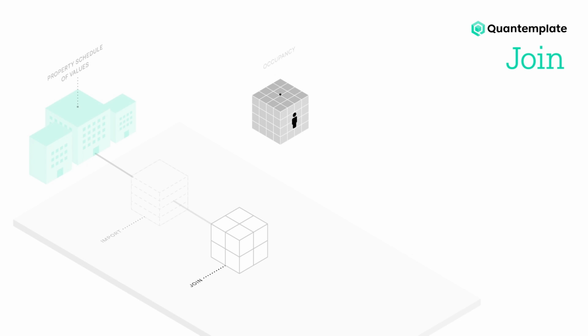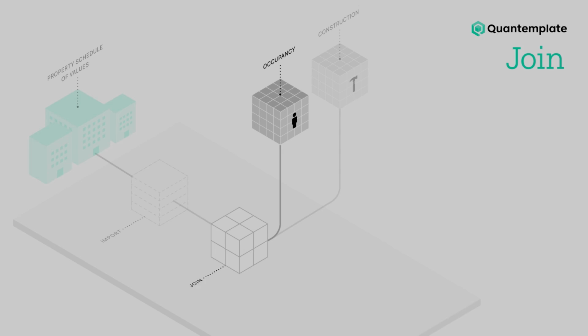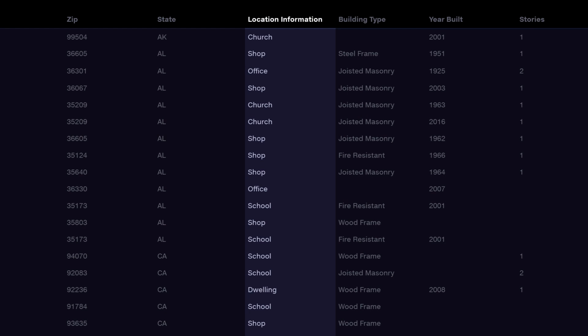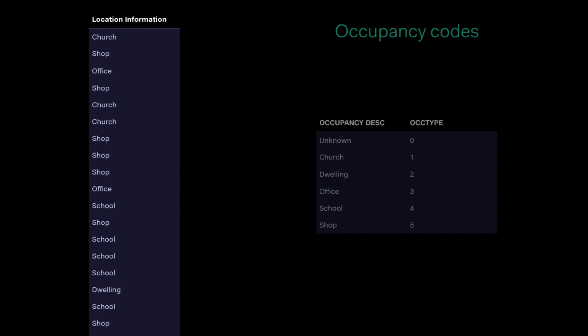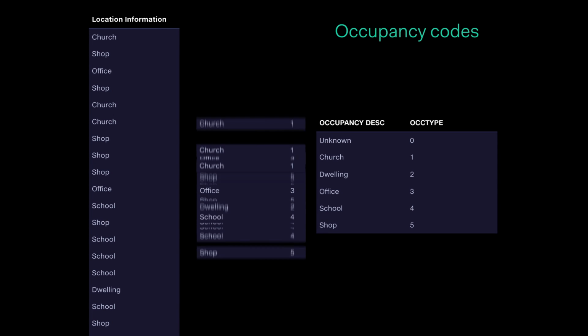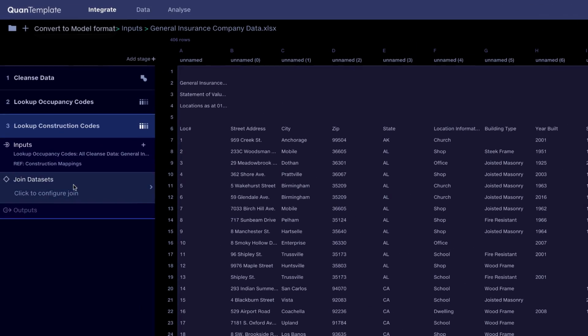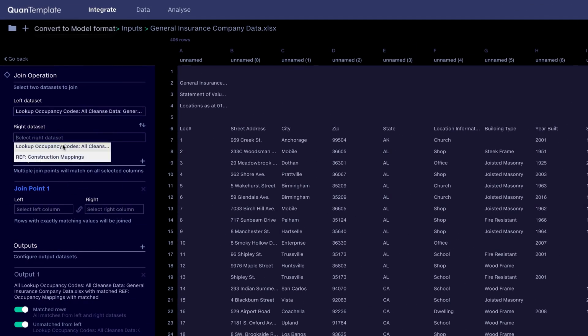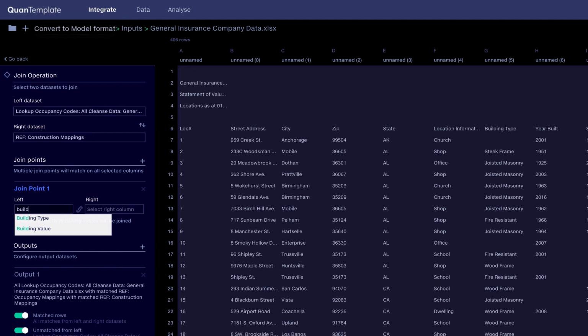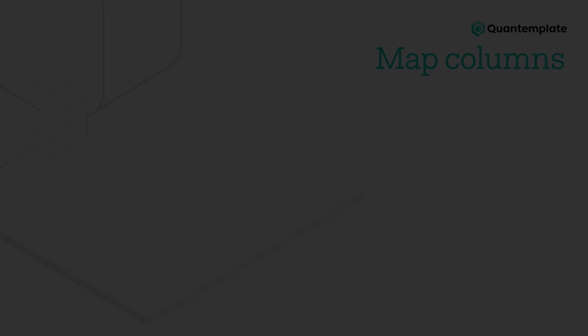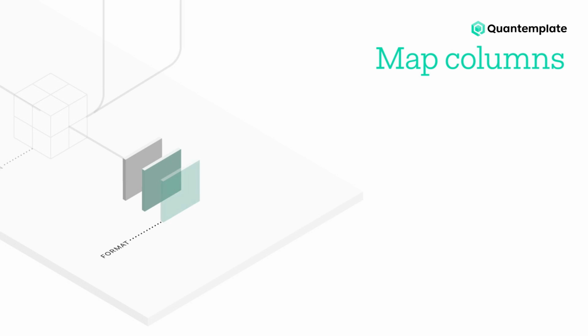Next, we join the CAT model's reference codes. This will allow us to map entries in the source data to codes required by the model. First, we'll join in the occupancy codes. We configure the join point as the location information column in our source and the occupancy description column in our codes dataset. Next, the pipeline joins in construction type reference data in order to map it to the construction types in our source data. The final stage is to transform our source data to model format.